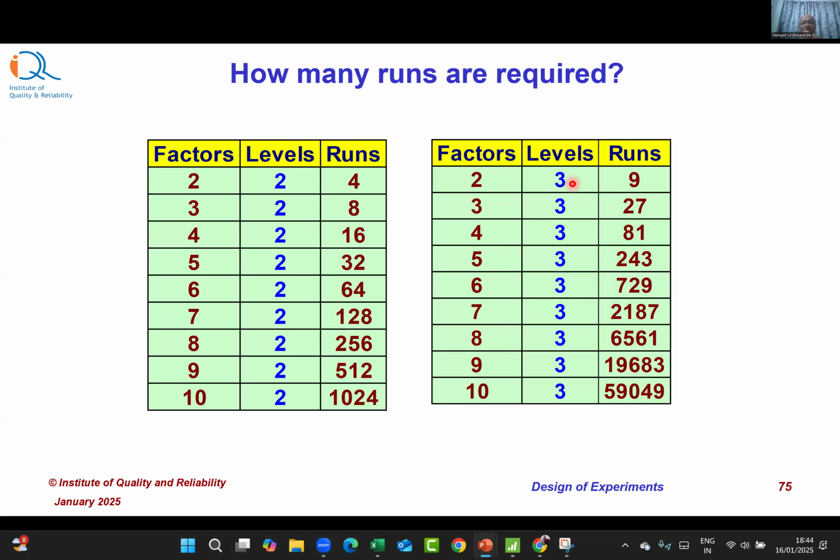2 factors, 3 levels will be 9 runs. 3 to the power 2. 3 to the power 3 is 27. 3 to the power 4 is 81. So you can see how rapidly it increases. Because of this rapidly increasing number of runs, statisticians have considered fractional factorial designs, which I just introduced on Excel to some extent. But now let us go into a few details of that.